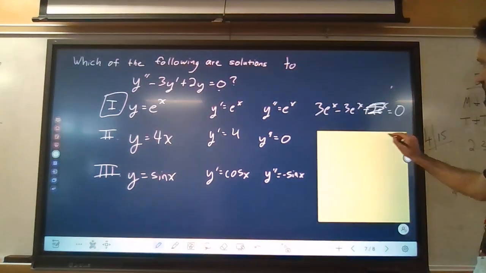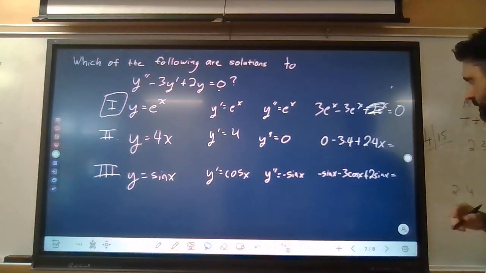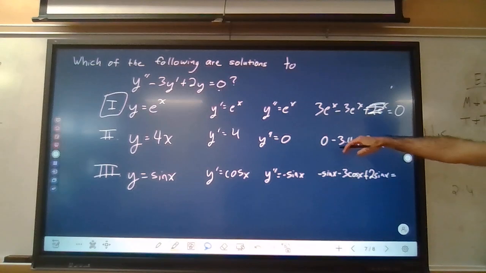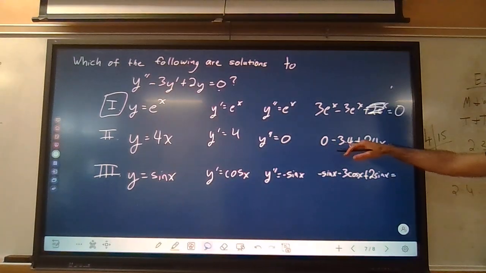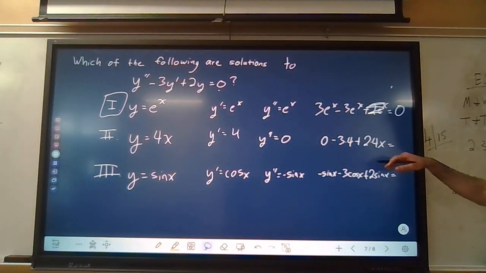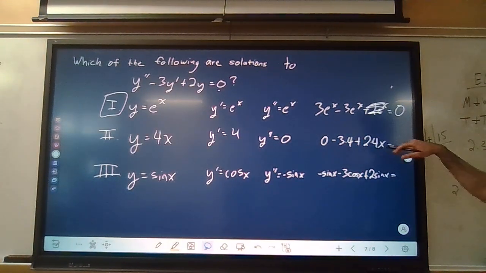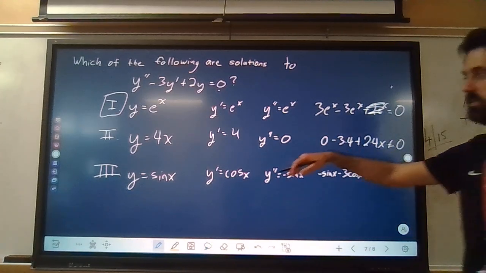If we did it with the other two, if I plugged in y double prime, y prime, and y into this equation, it would look like this: 0 minus 3 times 4 plus 2 times 4x. This is not going to simplify to 0. It does not simplify to 0. So this number 2 is not a solution.